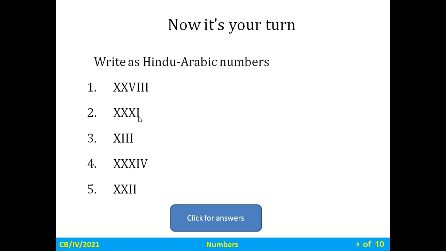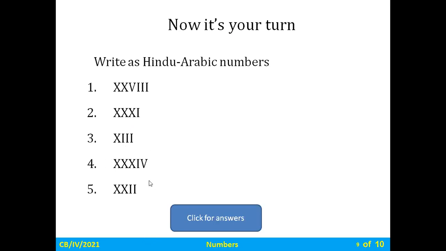Okay. Now next number is XXXI. So simple. Triple X we have learned. It is 30. And this is I. I means 1. So 31. And this is the simplest one, you can say. X means 10 and 3 I's mean 3. So 10 plus 3 gives us 13.